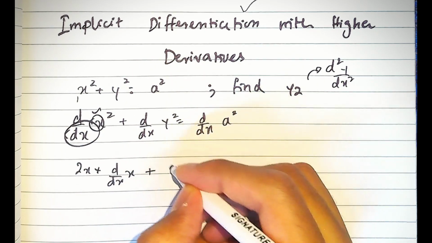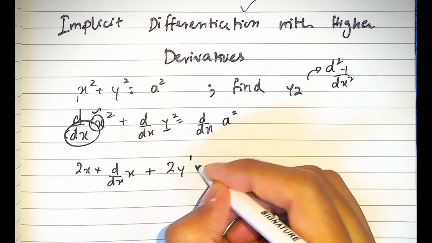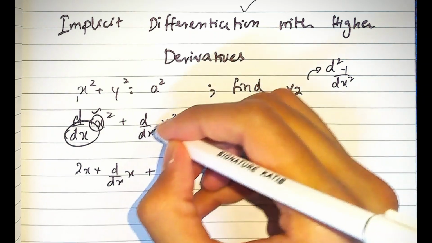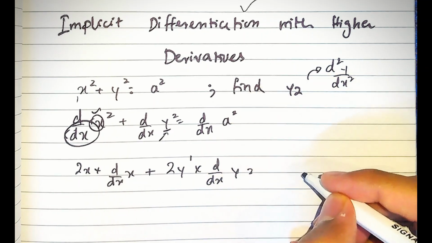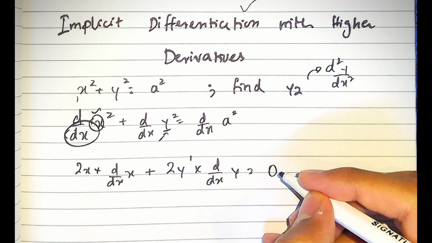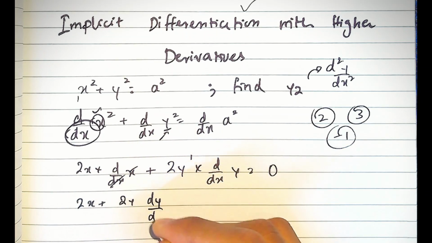Plus the derivative of y square would be the power, the function as it is, power minus 1, 2 minus 1 is actually 1, multiplied by the derivative of the function. What is the function? It is y, d by dx y. The derivative of a square would be 0 because a is a constant. So 2x plus 2y dy by dx is equal to 0.